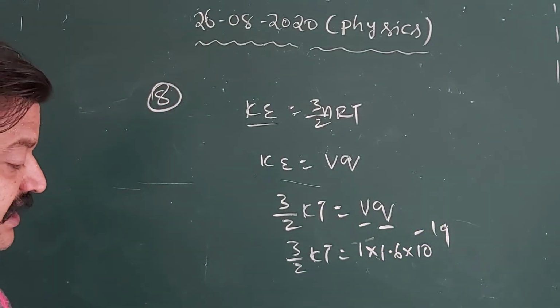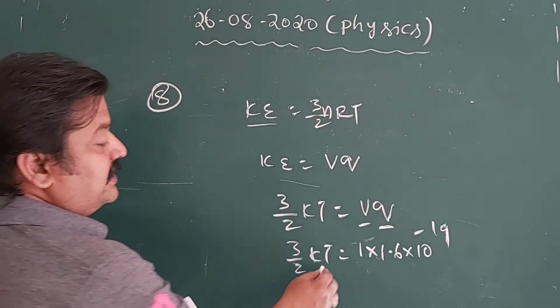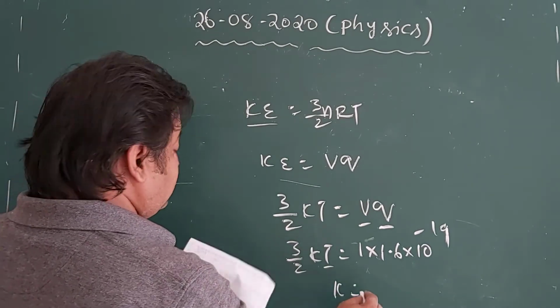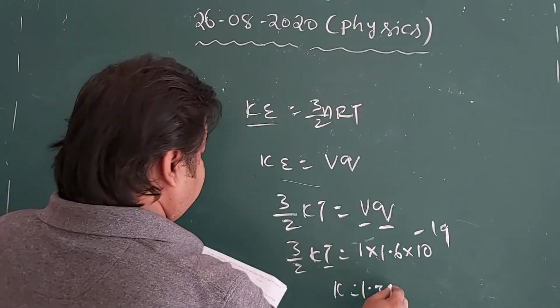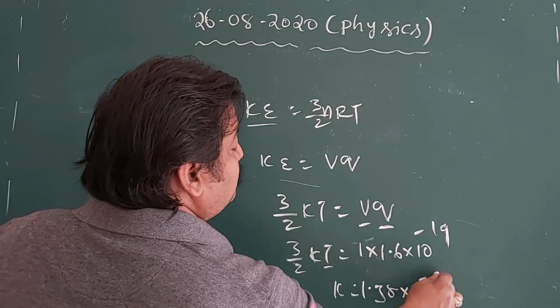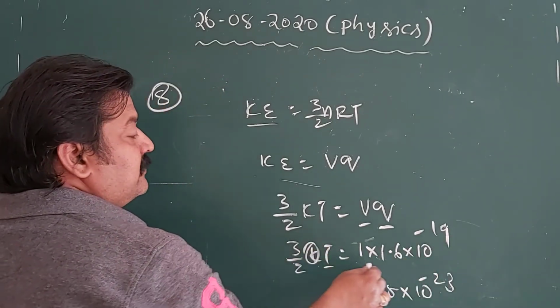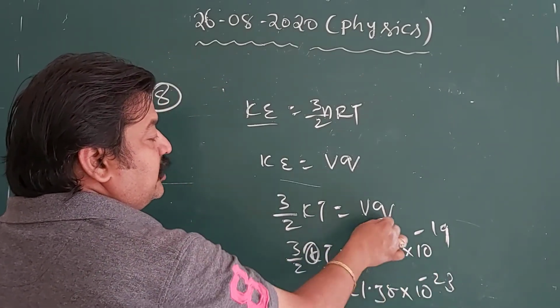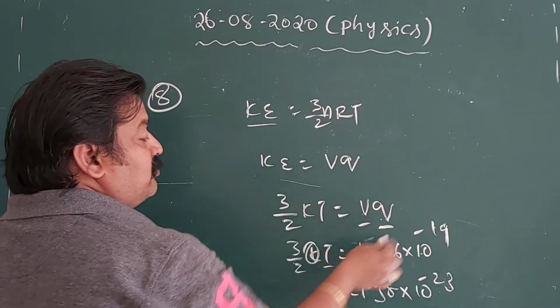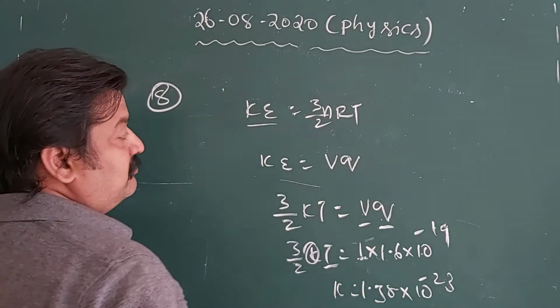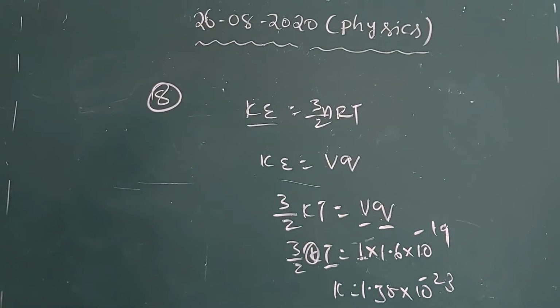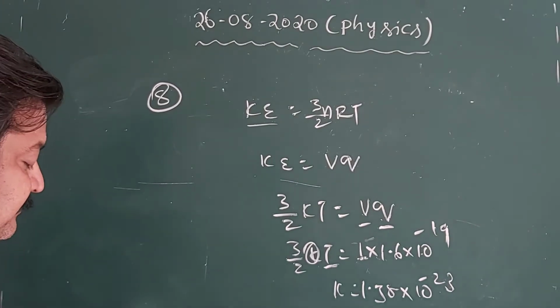By simplifying that formula, you are going to get the T value. K they have given in the bracket, 1.38 into 10 power minus 23. Now K is given, V is 1 volt, q is the charge of an electron, 1.6 into 10 power minus 19. You are going to get the T value. By simplifying that relation, now you can solve the problem. Next, problem number 9.